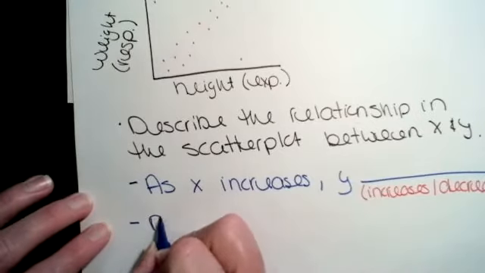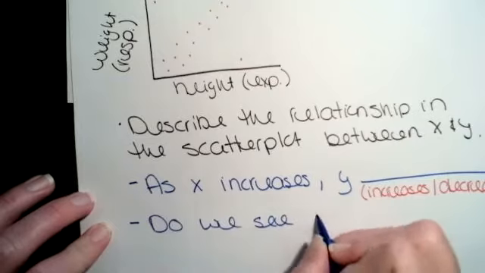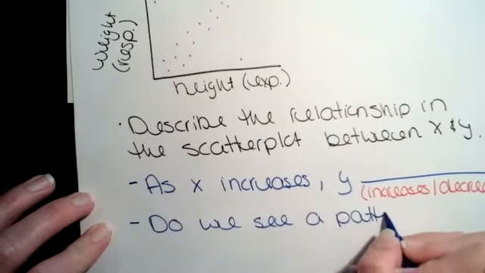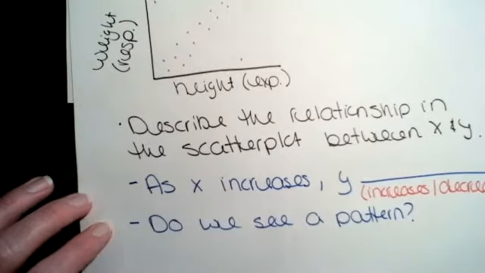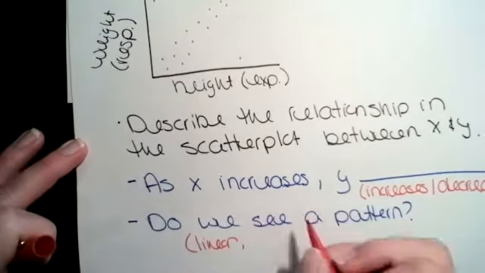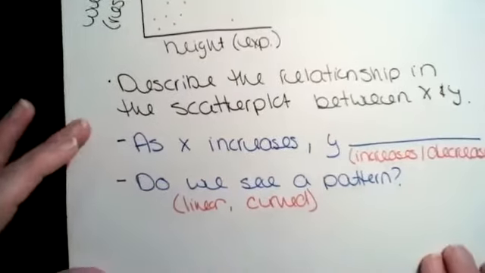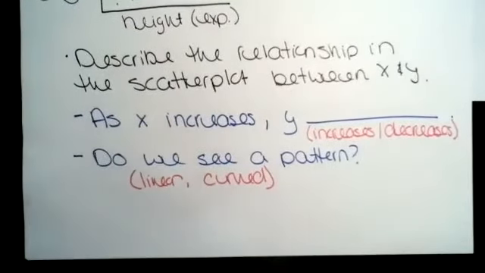The next thing we want to do is we want to know if we see a pattern in the graph. So do we see a pattern? Now the pattern could be linear or it could be curved. It could be a specific curve. It could be quadratic, right? So if we see a pattern, we want to make sure we say that we see a pattern. So yes, we might say, okay, as X is increasing, Y is also increasing, and it does look like we have some sort of a linear relationship. So it's showing a linear pattern.